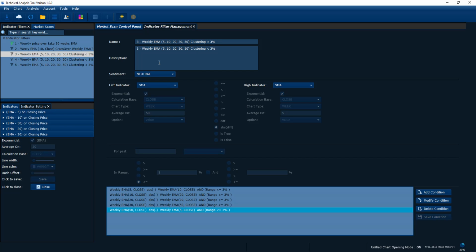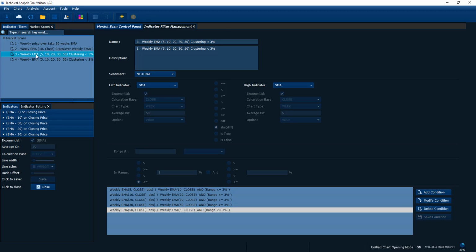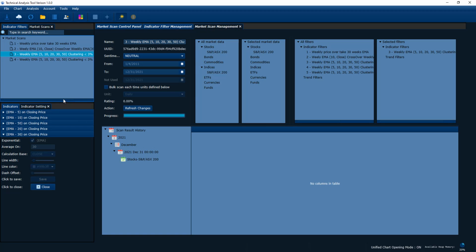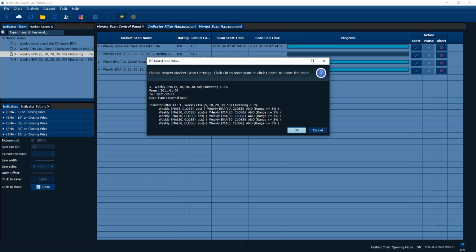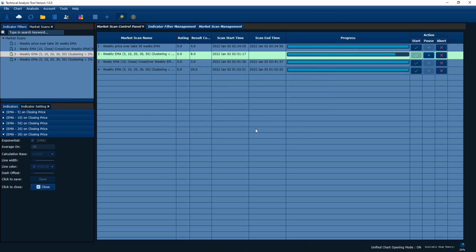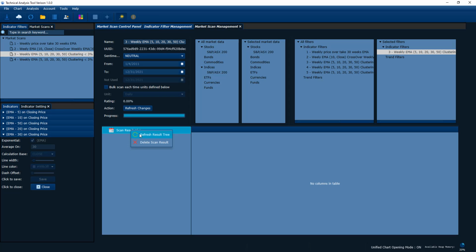So if you found that, let's take a look how we can find from that market scan. That's our third one. Delete old market scan results. Let's do a fresh scan by using that indicator filter 3. And that one, let's start to look at it here and let's run it. Okay, we have 41 results here.